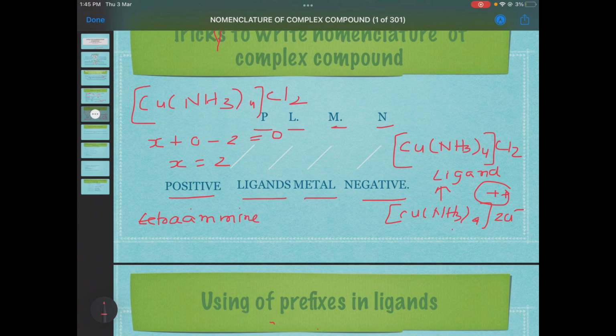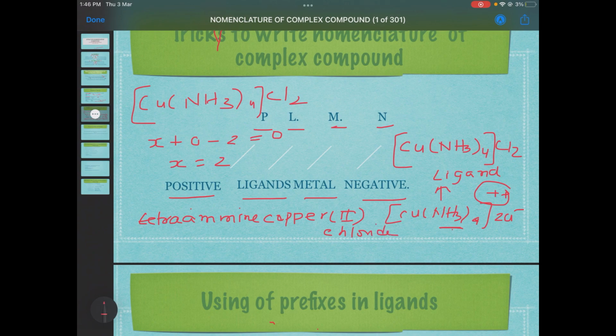This is not organic nomenclature. In organic nomenclature, when two vowels are there, one vowel has to be dropped. But over here, you have to retain both the vowels. Remember this: tetraamine. This is obviously the positive part we are writing, then the ligands with the prefixes. Tetra, because 4. Tetraamine. Then the metal, copper, and then the oxidation state in parenthesis, 2, and chloride is there.